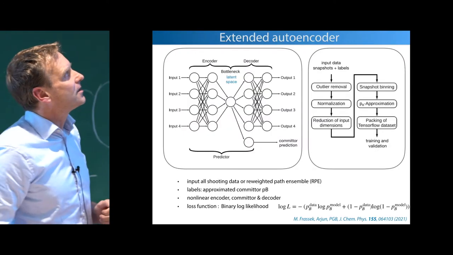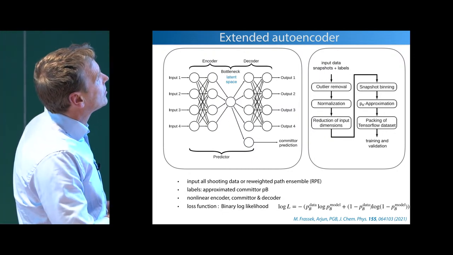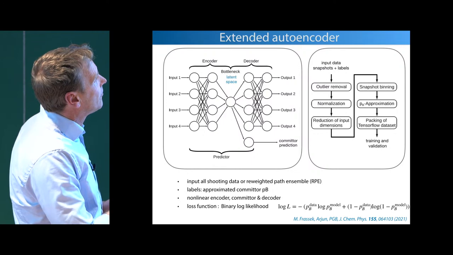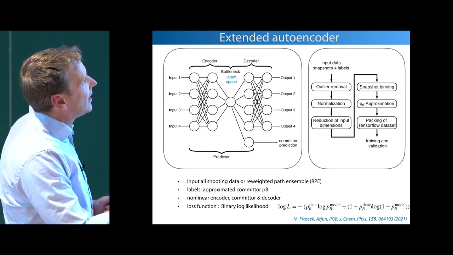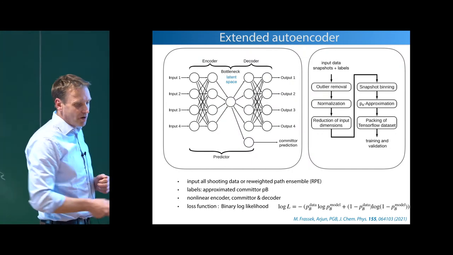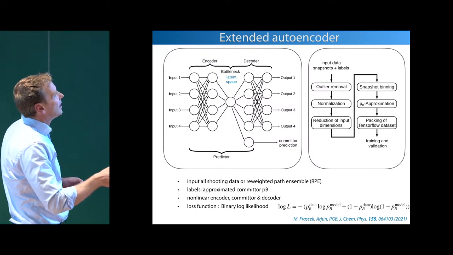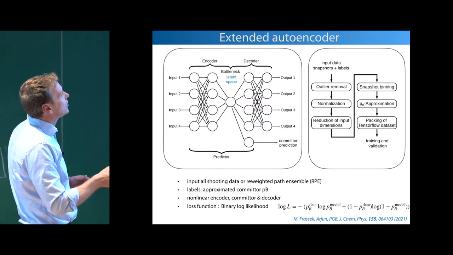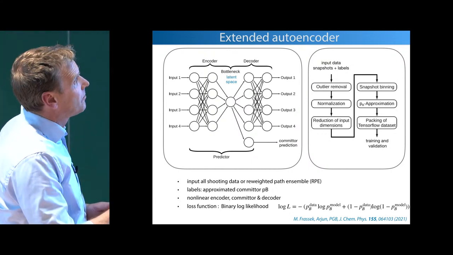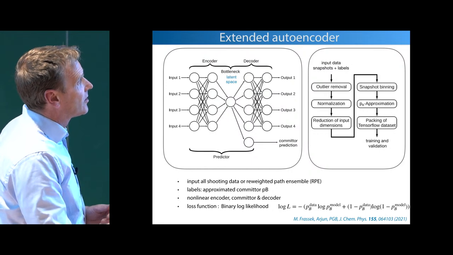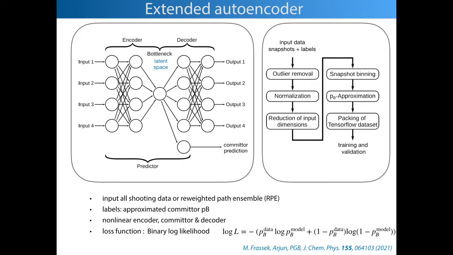So how do we do that? We use an extended autoencoder for that. The typical autoencoder takes the feature input, encodes it into a bottleneck, and then decodes it again to the original input, trying to reconstruct the input as well as possible. But we now also use this bottleneck to predict the committor. And this is the committor prediction part, and we also have the reconstruction part.